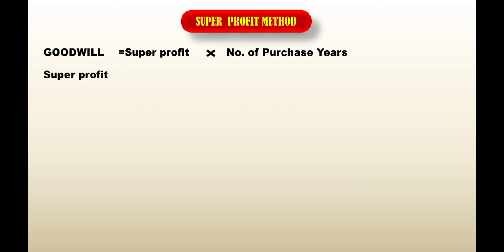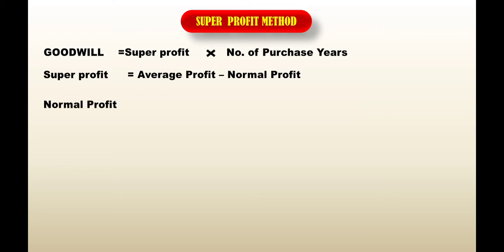Super profit method. Goodwill will be calculated as super profit multiplied by number of purchase years. This means we need to find out the amount of super profit first. Super profit equals average profit minus normal profit. So we need to find two profits: one is the average profit, the second is the normal profit.